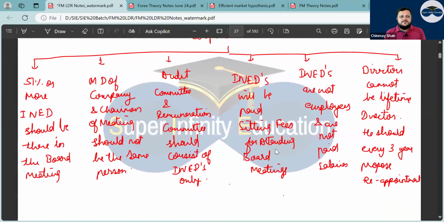Corporate governance, where you have 50% or more INDs, should be independent, correct? And there should be INDs, that is independent non-executive directors, on the board of directors. MD of the company and chairman of the company, chairman of the meeting, should not be the same person. Audit committee and nomination committee, correct, should consist of INDs only. INDs will be paid sitting fees for attending board meetings. INDs are not employees and are not paid salaries.